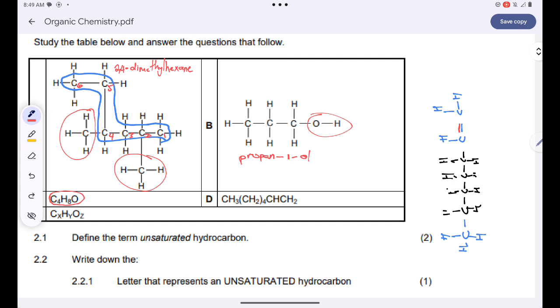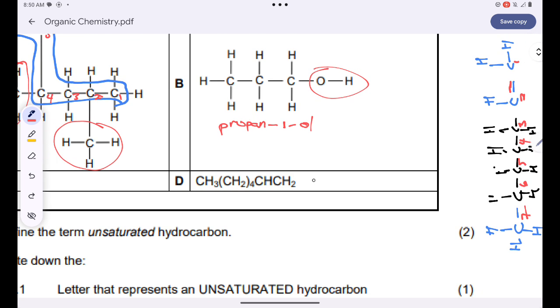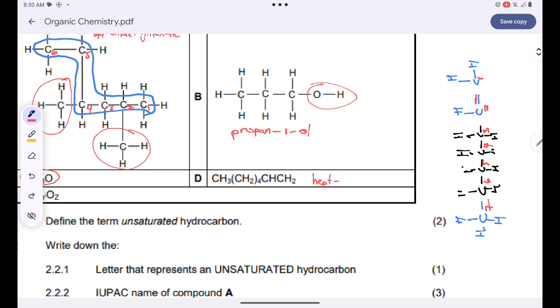Such that whenever I name this, I will start counting from the carbon which is closer to the double bond. So this will be carbon number 1, carbon number 2, 3, 4, 5, 6, 7. So when the longest chain has 7 carbons, please note that my prefix will be hept, and then my double bond is between carbon number 1 and carbon number 2. I will always pick the smaller number between the 2 carbons, so I'll say hept-1-ene.